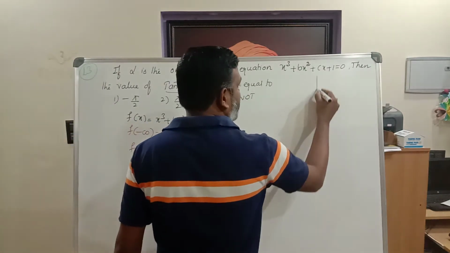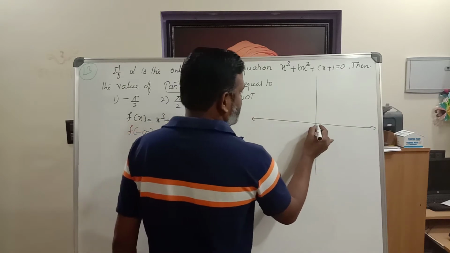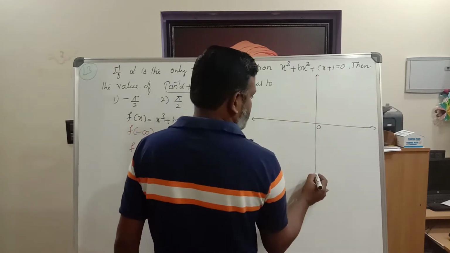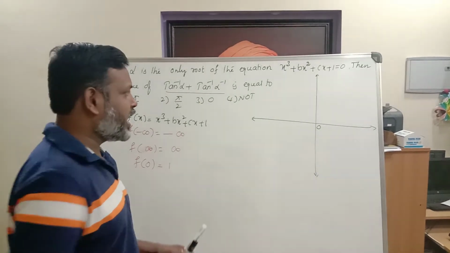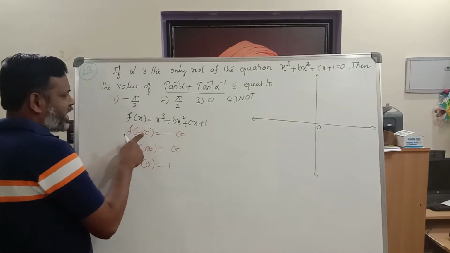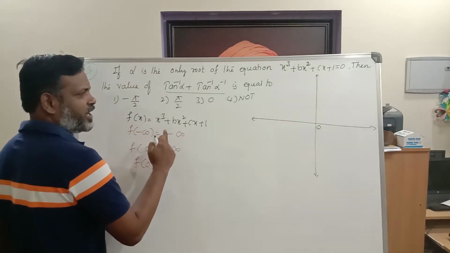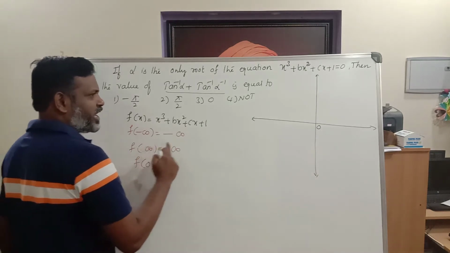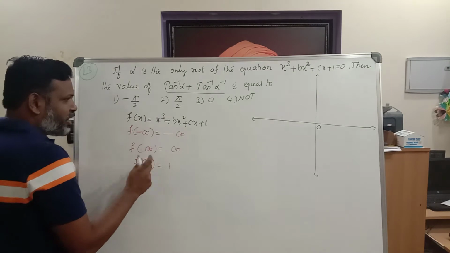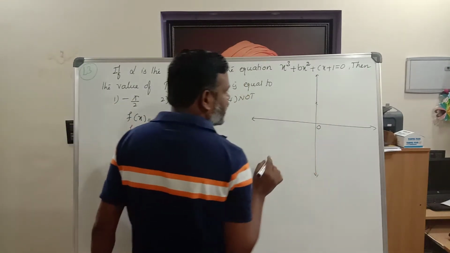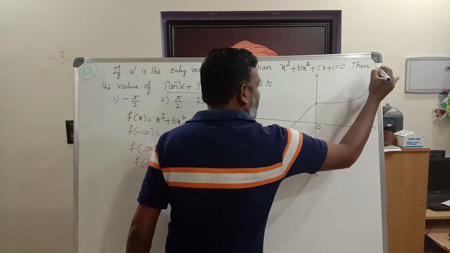Now I can draw a graph here. This is 0. It's not exact, but I can sketch it. Now when it is minus infinity, that means from the left side portion it approaches minus infinity. When it is plus infinity, that means on the right side it approaches plus infinity. When it is 0, it becomes 1. So the curve behaves like this.